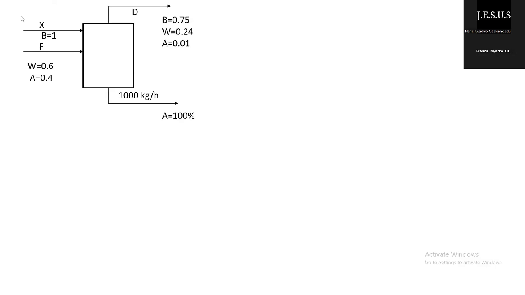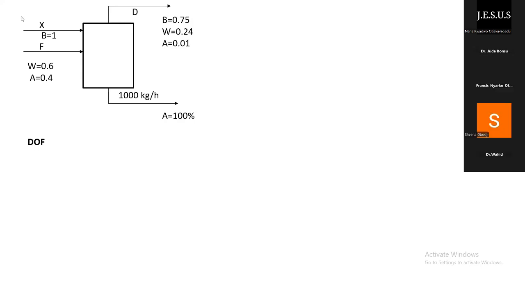Now, after achieving the diagram, you go straight to your degree of freedom analysis to see if the question is solvable or not. We know the degree of freedom to be the number of unknown variables minus the number of independent equations.